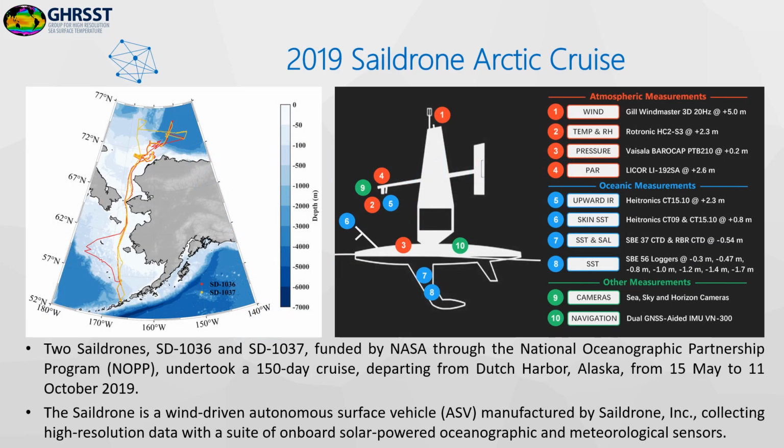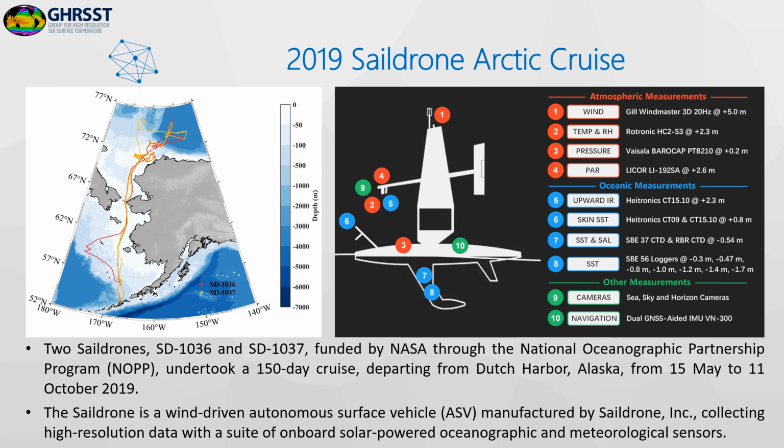In a joint NOAA-NASA deployment, the 2019 Arctic cruises consisted of 6 Saildrones departing from Dutch Harbor, Alaska. The Saildrone is an advanced autonomous surface vehicle carrying a suite of scientific oceanic and meteorological instruments. Measurements from two of the Saildrones, Saildrone 1036 and Saildrone 1037, funded by NASA, are used for the validation of MODIS SST retrievals at high latitudes.